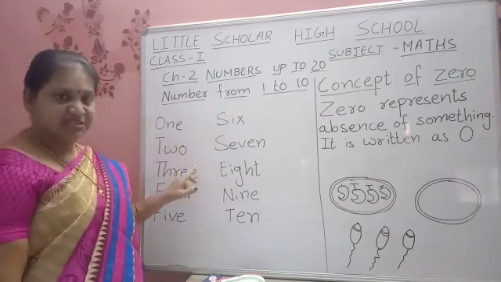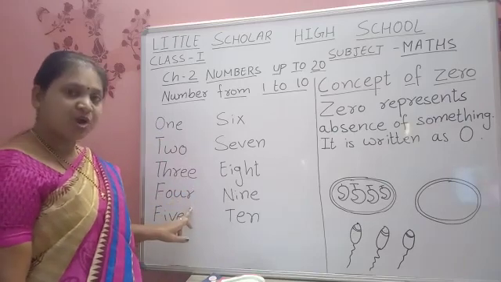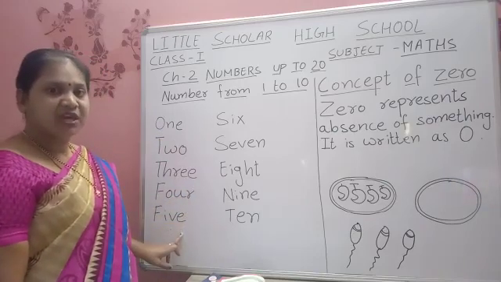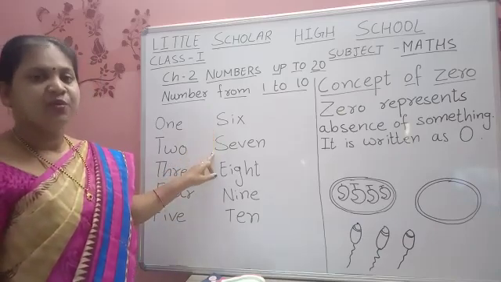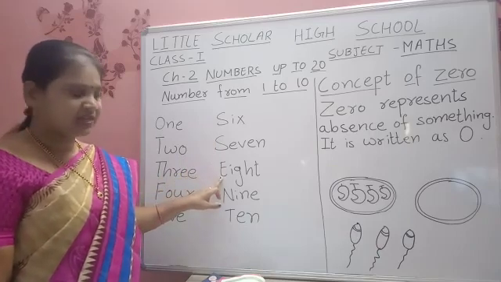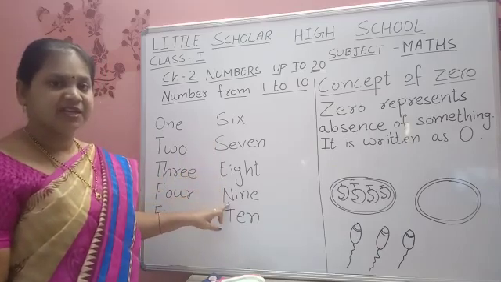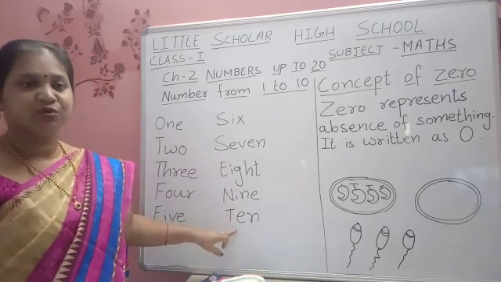O-N-E, 1. T-W-O, 2. T-H-R-E-E, 3. F-O-U-R, 4. F-I-V-E, 5. S-I-X, 6. S-E-V-E-N, 7. E-I-G-H-T, 8. N-I-N-E, 9, and T-E-N, 10. Is it clear, children? You all know.